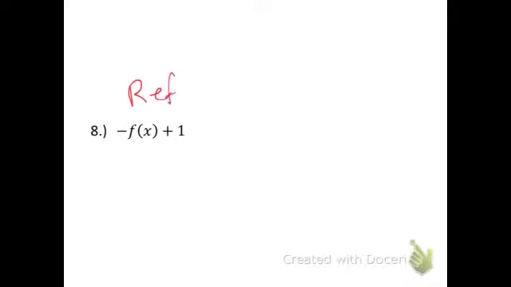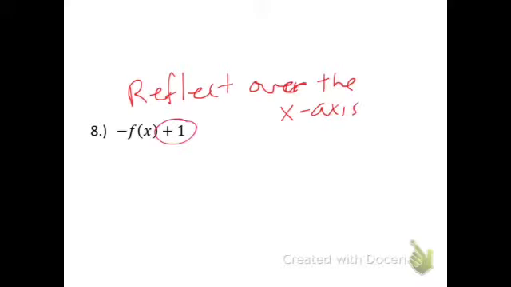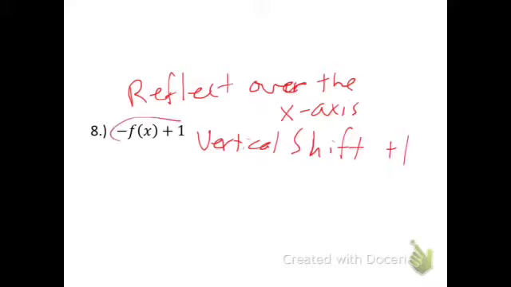Moving on to 8, the negative out front of the function is going to do a reflection. So it's going to reflect over the x-axis, since it's outside. And then the +1 part is going to do a vertical shift. A vertical shift of +1, because it's taking function values and adding 1 to all of them.